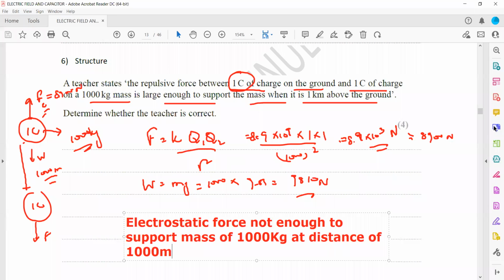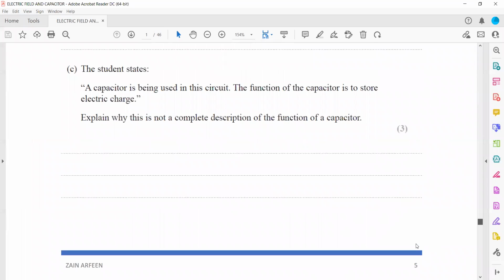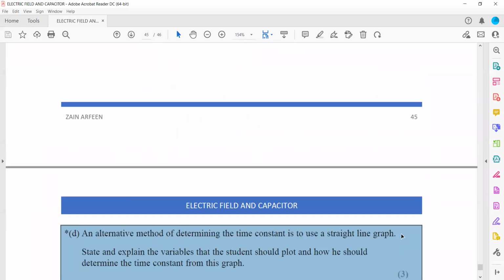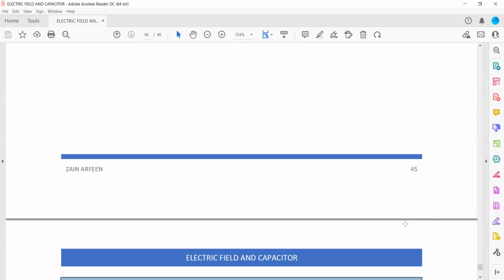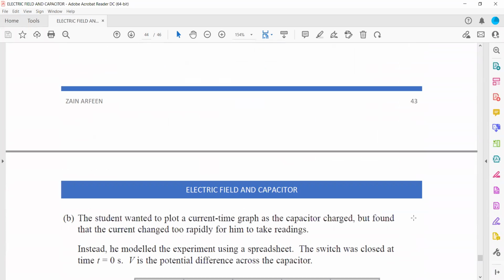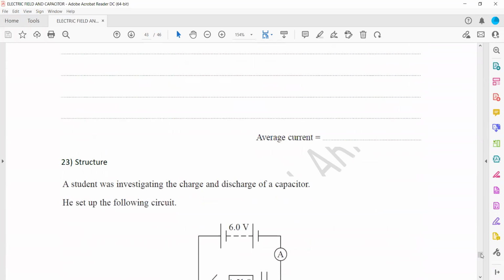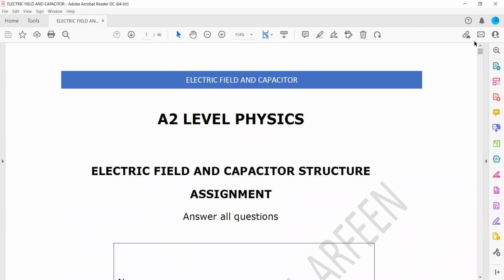So this is an exercise assignment related to electric field and capacitor. It is an important part, about 23 questions are there. 6 of them I have solved today. Remaining tomorrow we will solve about 5 to 6 questions. The remaining you will solve by yourself.